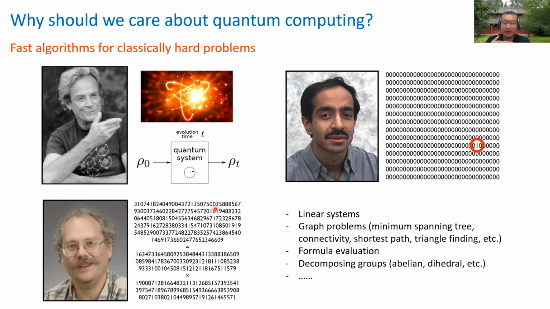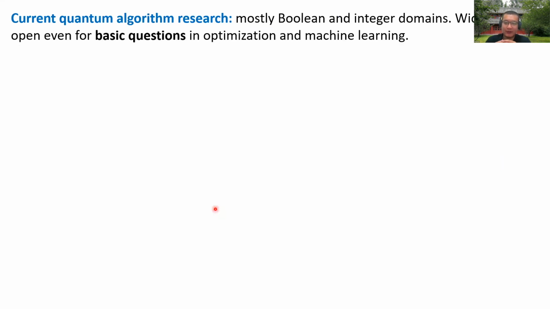But a very important thing, at least from my perspective, is that current quantum algorithm research, on the computing side, has been about the search problem, the factorization problem, and a lot of these are problems in Boolean or integer domains. Even for some very basic questions in the continuous domain, especially in continuous optimization and machine learning, a lot of questions are still widely open these days. People should probably make more effort along this line to better understand the power of quantum algorithms for these kinds of problems.